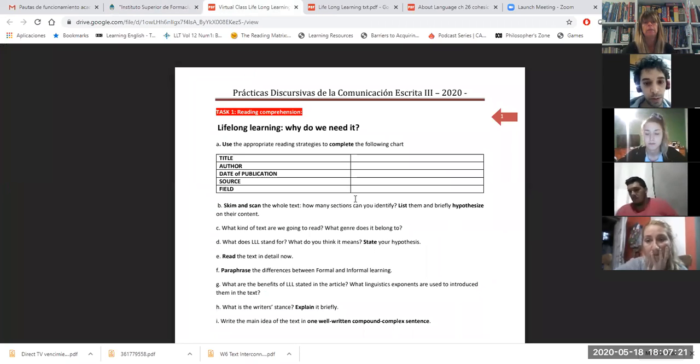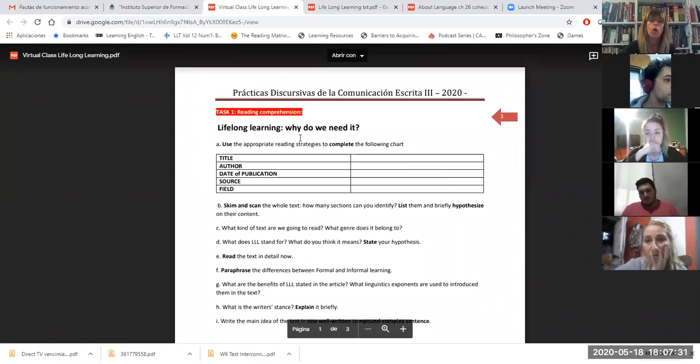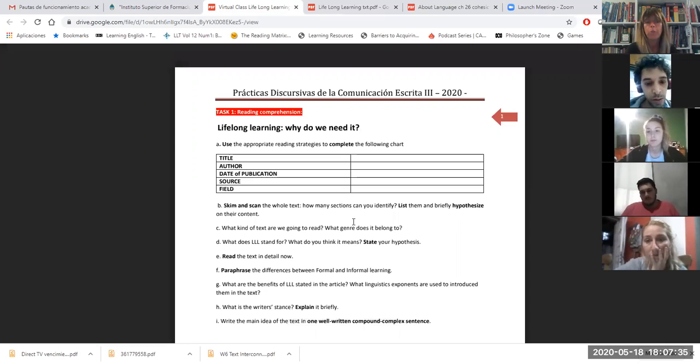study guide that was a guide and help for you to read this article here, Lifelong Learning: Why Do We Need It? So the very first exercise asked us to complete the chart using appropriate strategies. Which strategies did you use? Let's see, Noelia. I want you to speak today, right? So Noelia, which strategies did you use to complete the chart?